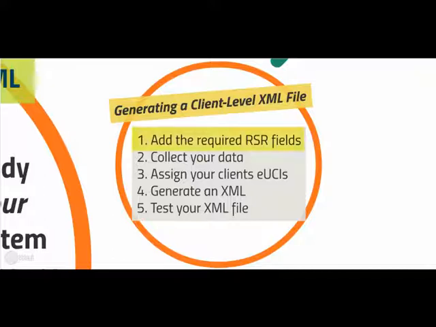First, you need to add the correct fields to your data collection system. Then, you need to collect the data. After that, assign each client an EUCI based on his or her demographic profile. Once you've completed these steps, you generate your XML file and test this file to make sure it's in the correct format for uploading to HAB. We'll walk through each step and tell you if you need to do it based on the system you have.